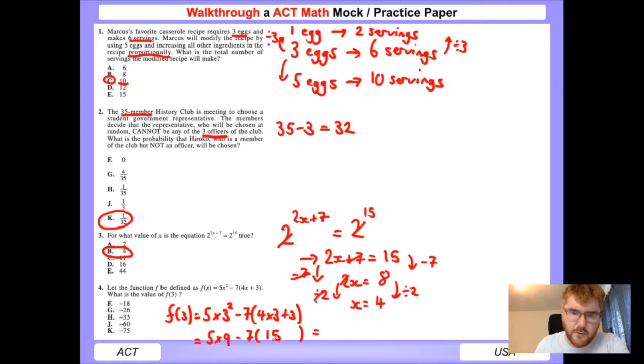And now let's work out the multiplying here. So 5 times 9 is 45. And now we need to do 15 times 7. So again, if you're not sure how to do this in your head, you can always use written methods as well. That's absolutely fine. So we get 45 minus 105, and that will give us minus 60, which is answer J.